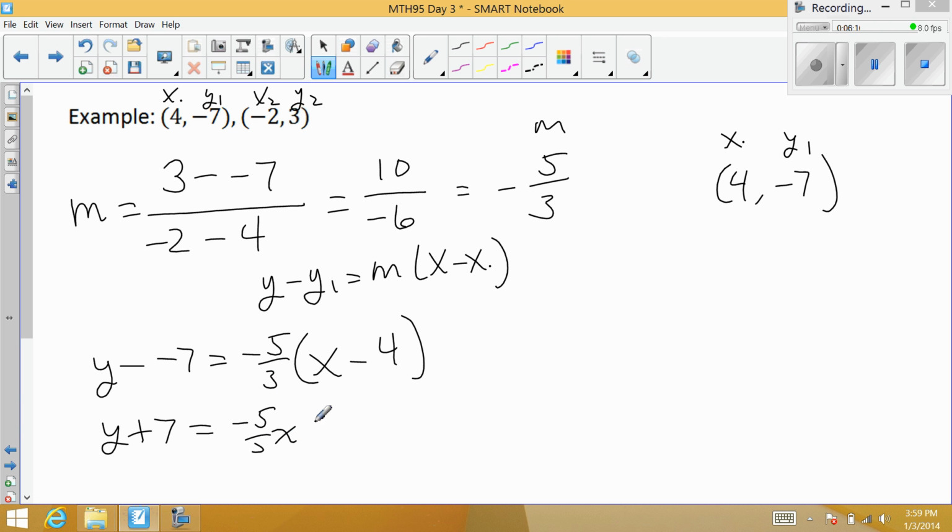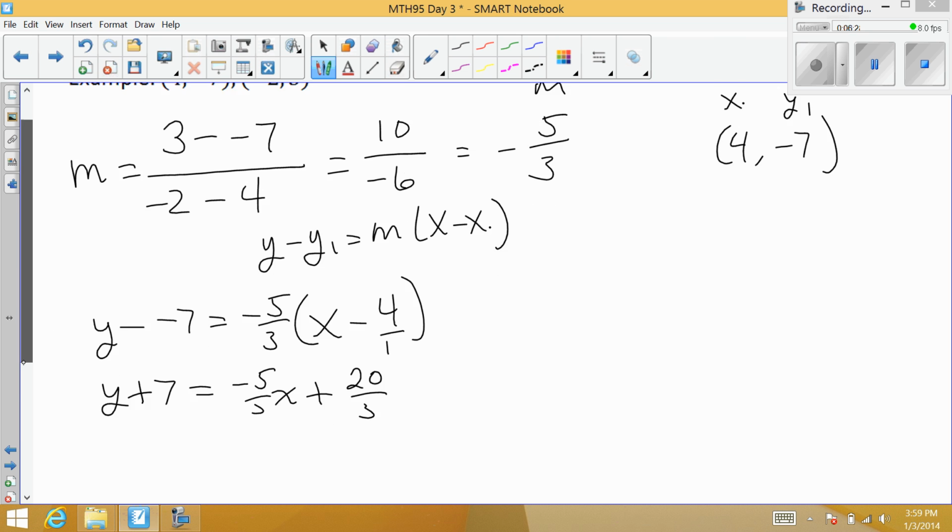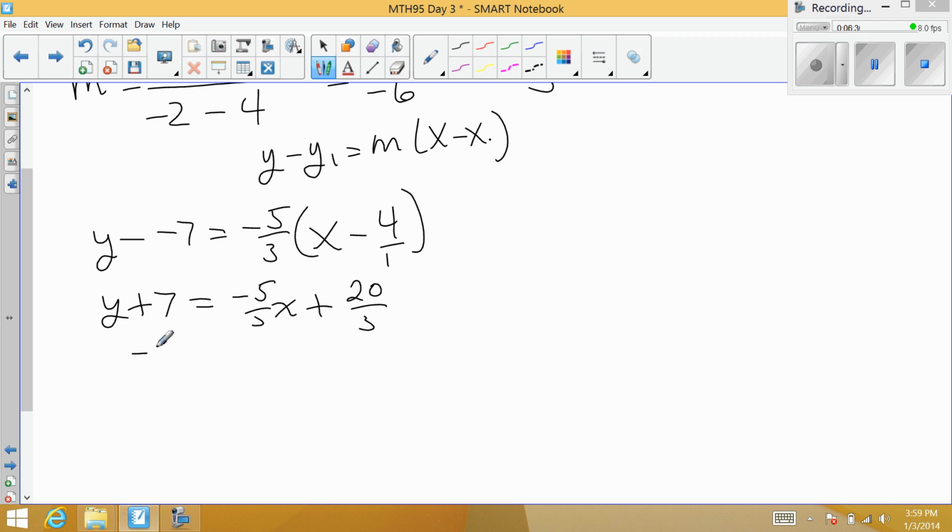A negative times a negative will be a positive. 4 is the same thing as 4 over 1. To multiply fractions, we multiply tops, multiply bottoms. And so that's going to give us 20 over 3. So let's take a little bit of work here, because now we need to subtract the 7. And 7 would be the same thing as 21 over 3 to get a common denominator.